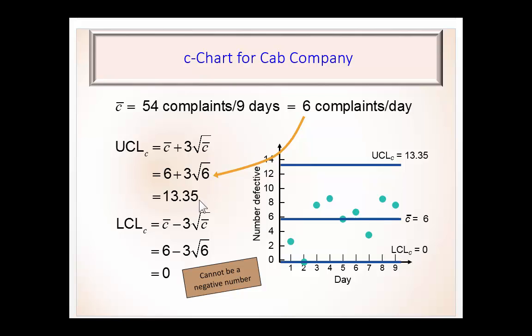yield 13.35. So what does the 13.35 mean? It means that it's pretty much acceptable to get as many as 13 complaints in a day for this cab company versus expecting no complaints. And so if we get 13 in a day, hey, that's within what we expect, and it goes from 0 to 13 once again, because if we were to subtract 3 times the square root of 6, we would have a negative number, so we just roll that up to 0. We're not going to have negative complaints, of course, in one day. So this is a simple example, and then let me just show you one where we have to actually compute C bar.